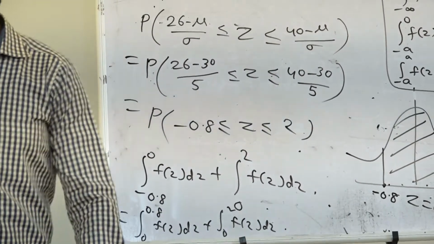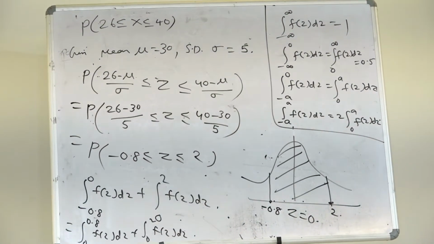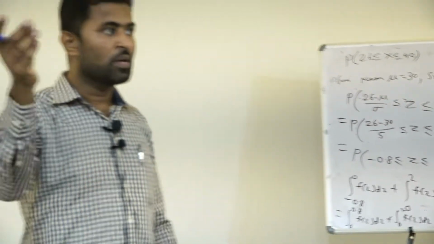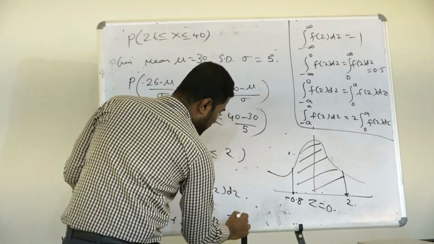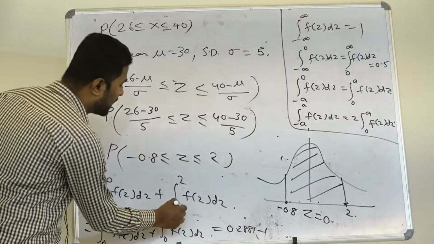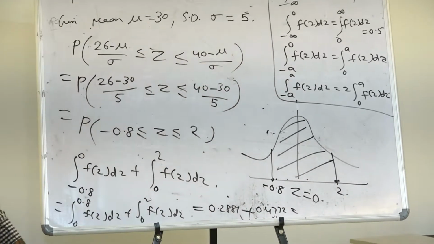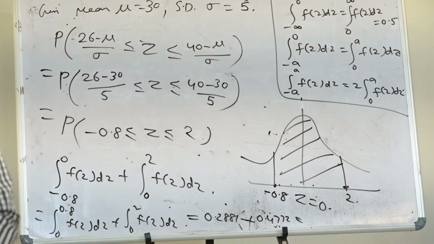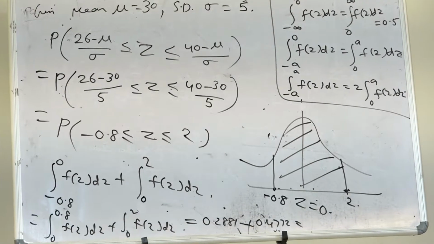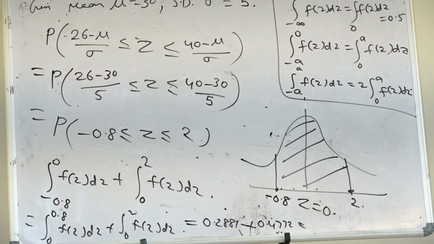Look at the tables. In the normal distribution table or z distribution table, what is 0.8 under 0? If nothing is given, you have to see under 0. 0.8 under 0 is 0.2881. Then what is 2? 2.0 under 0 is 0.4772. Yes, like that you have to see. Whatever it is, you write. So 2 means 2.0 under 0, 0.8 means 0.8 under 0. If suppose you want 2.1, then see 2 under 1. Like that you have to see.